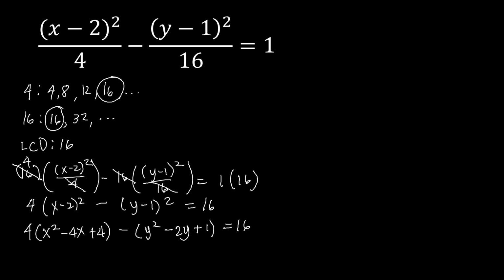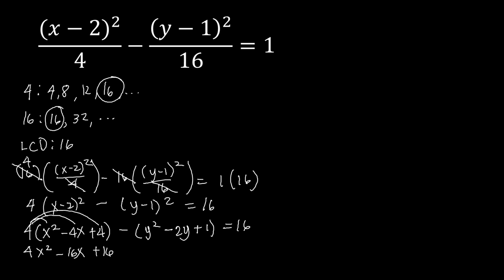The next one, we are going to distribute if we have a number outside that is visible. So we distribute 4 to our x squared. This will be now 4x squared. And then 4 times negative 4x, that will be negative 16x. 4 times 4, that will be positive 16.